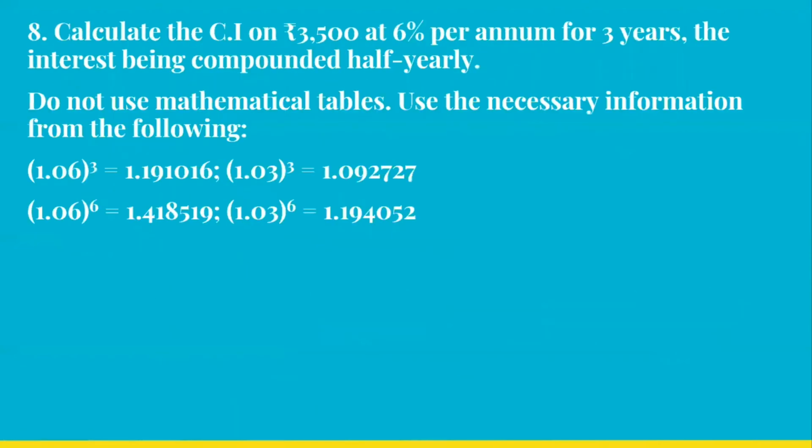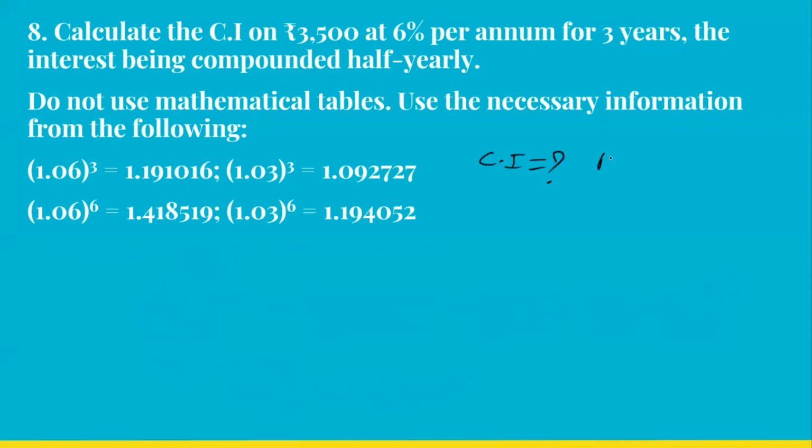It says: calculate the compound interest on rupees 3,500 at 6% per annum for 3 years, the interest being compounded half yearly. Do not use the mathematical tables. Now here the necessary information is given, and these are the values which we are going to use, and this question is going to be more and more easy. So here you are asked to find the compound interest.